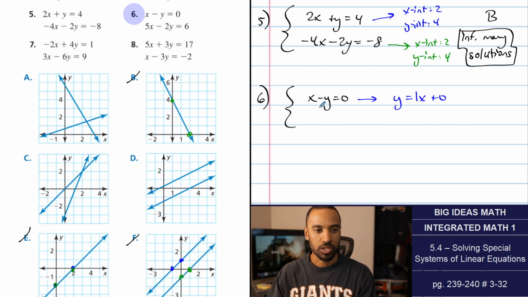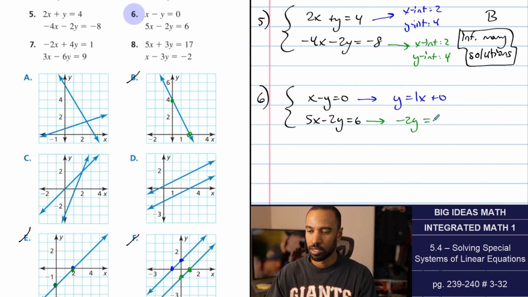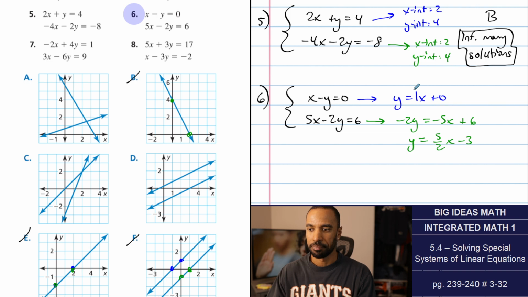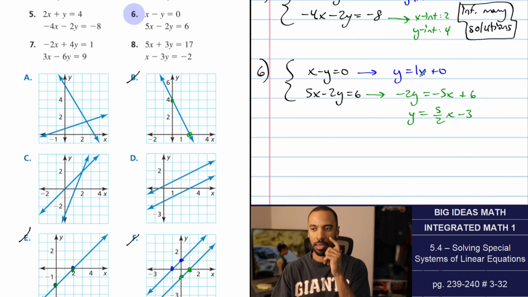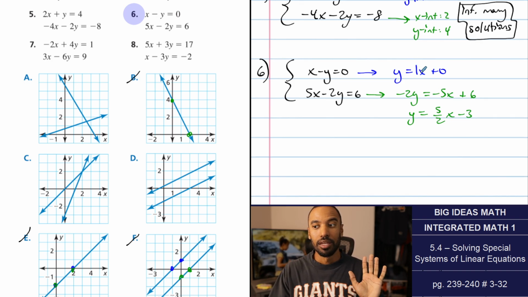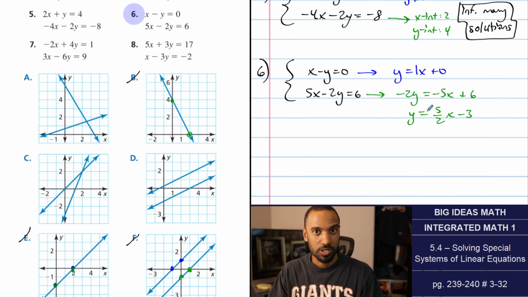And for the other equation, we have 5x minus 2y equals 6. Let's get this y by itself, first by subtracting 5x from both sides, and then dividing everything by negative 2. So y equals 5 halves x minus 3, like that. So these are the two lines we're looking for, right? Now, they have different slopes. So these will be unique lines, and they are not parallel.